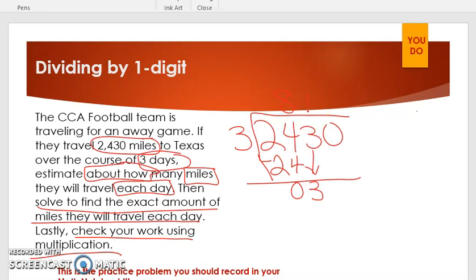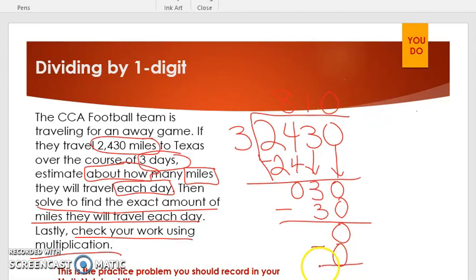3 times 1 equals 3. And we're going to bring down our 0. And we're going to subtract. And 30 minus 30 equals 0. So 3 goes into 0 0 times. 3 times 0 is 0. 0 minus 0 equals 0. So we come up with an exact amount of 810 miles each day. That's how many miles they're going to travel each day.